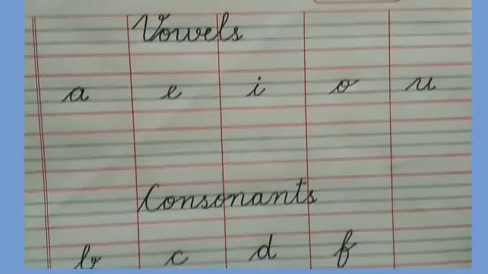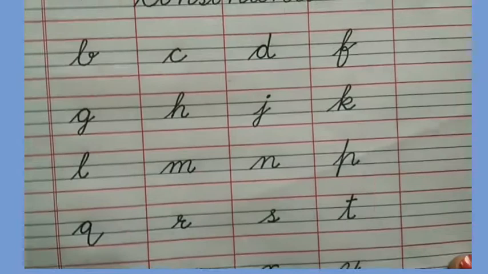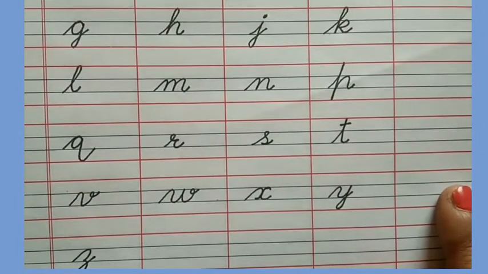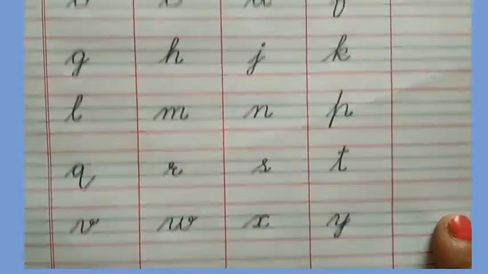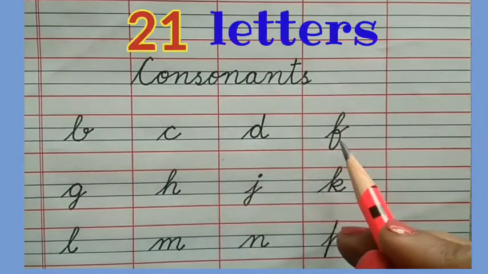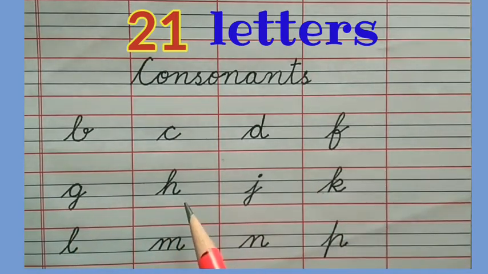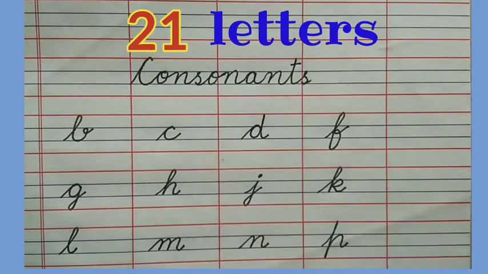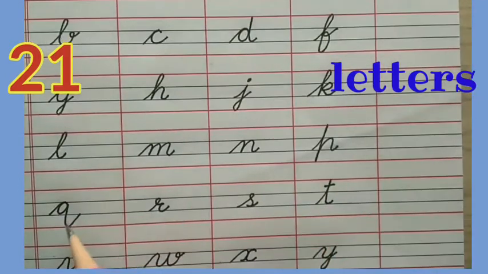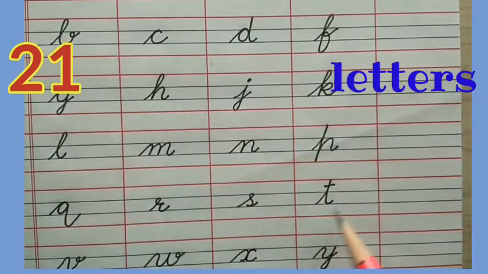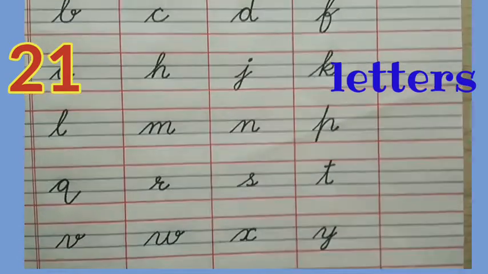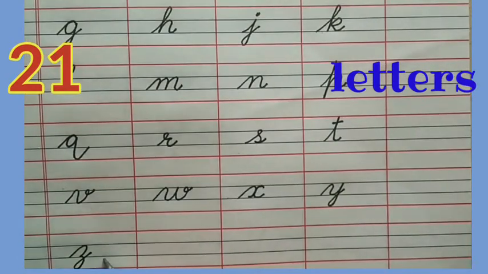The rest of them are known as consonants. Okay children? Which are B, C, D, F, G, H, J, K, L, M, N, P, Q, R, S, T, V, W, X, Y, Z.